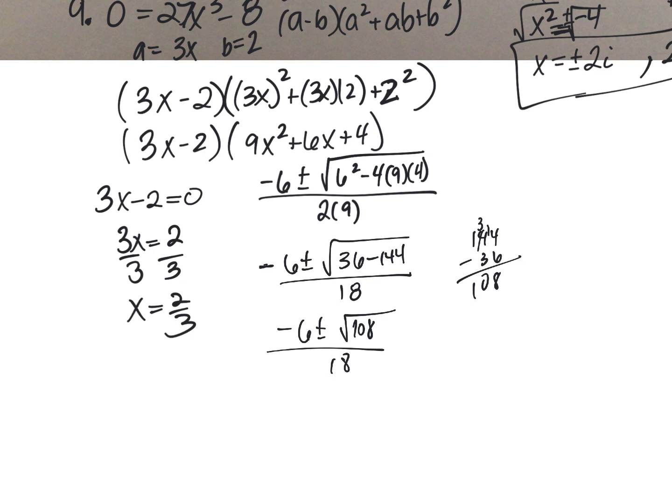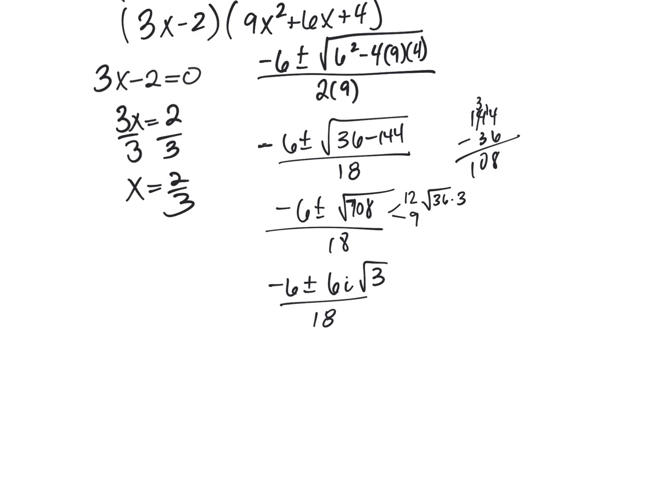108 is 12 times 9, or 36 times 3. So it's negative 6 plus or minus the square root of 36, 6i. That's a negative 108, right? Square root of 3, over 18. And then I can reduce everything by 6. Negative 1 plus or minus i square root 3, over 3. So those are my other two solutions. They're imaginary. It only crosses the axis once, at 2/3.